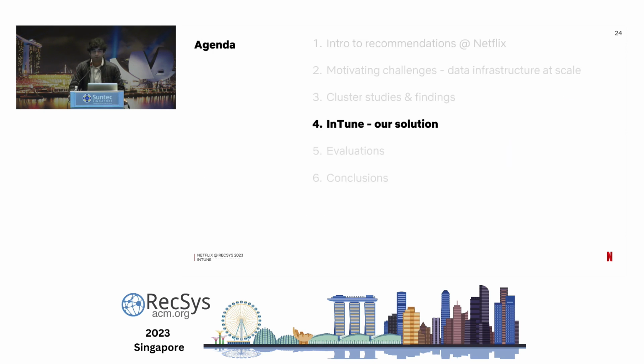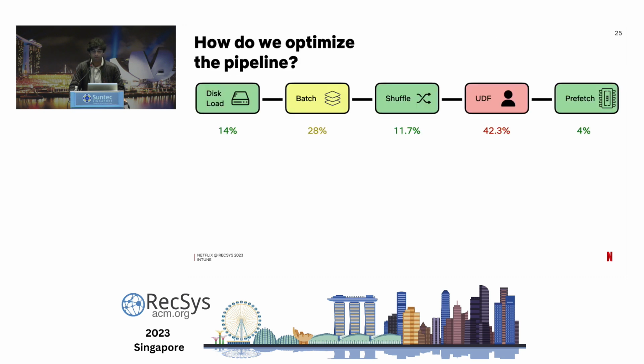So that brings us into our solution, InTune. So first of all, the question might be, what is the problem of pipeline optimization here? What do we actually want our tool, InTune, to do? Well, if we think of the data processing pipeline as a series of stages, loading from the disk, batching data, shuffling it, any number of user-defined functions for feature transformation and data augmentation, and ultimately prefetching onto the GPU.